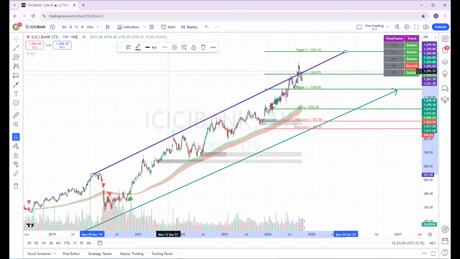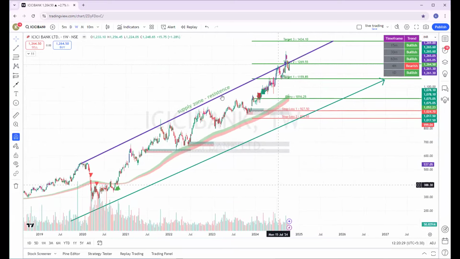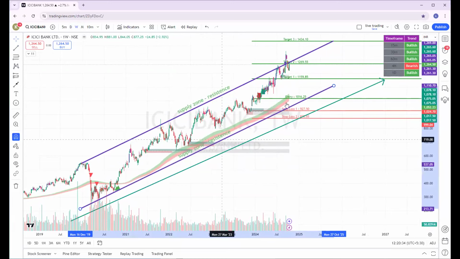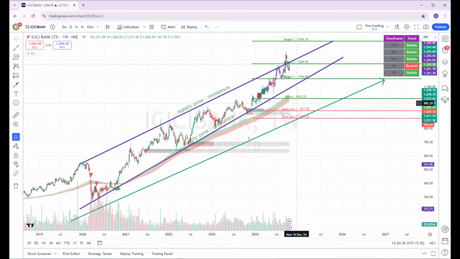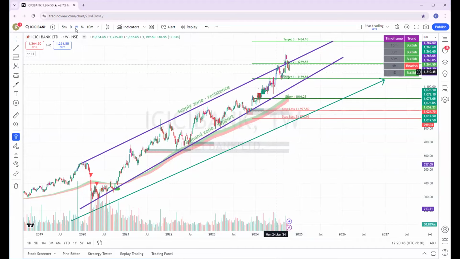This is your supply zone, or you call it resistance. Some people call it resistance, right? You can draw this here on the weekly time frame. Then you draw your demand zone, right? This will help you in taking your trades. This is your demand zone, or what we call support. You can see the overall pattern is positive.